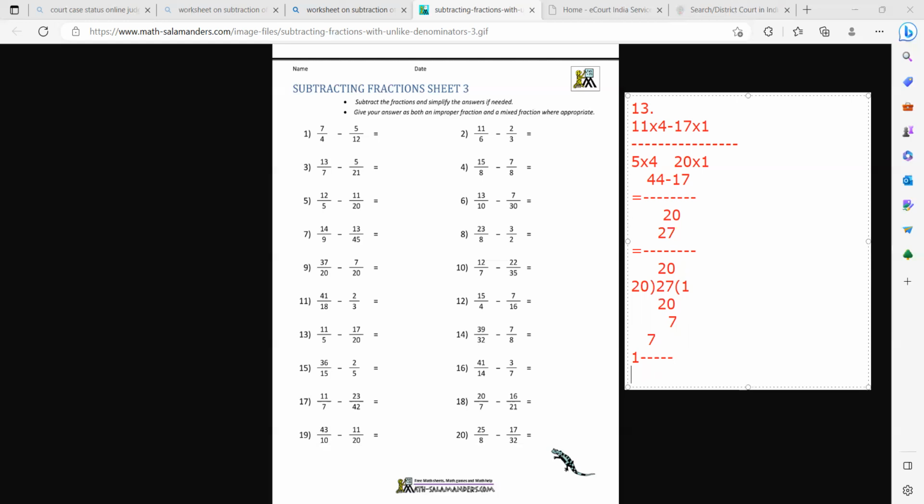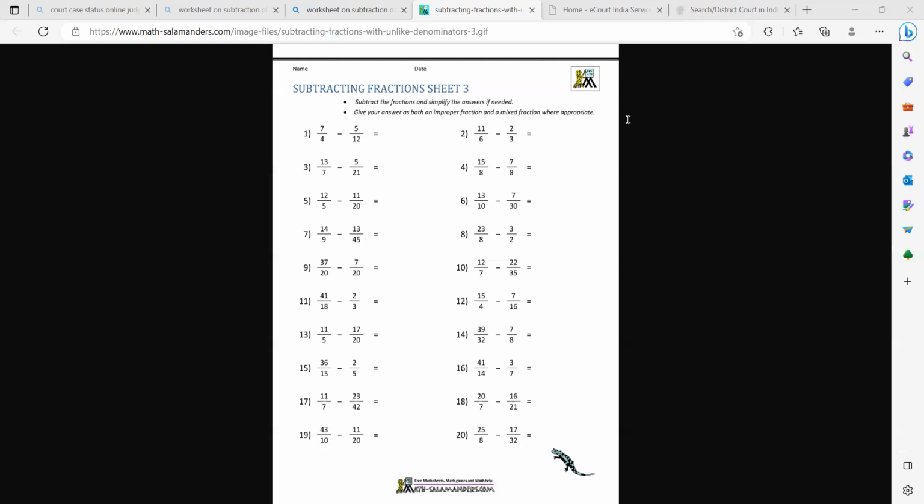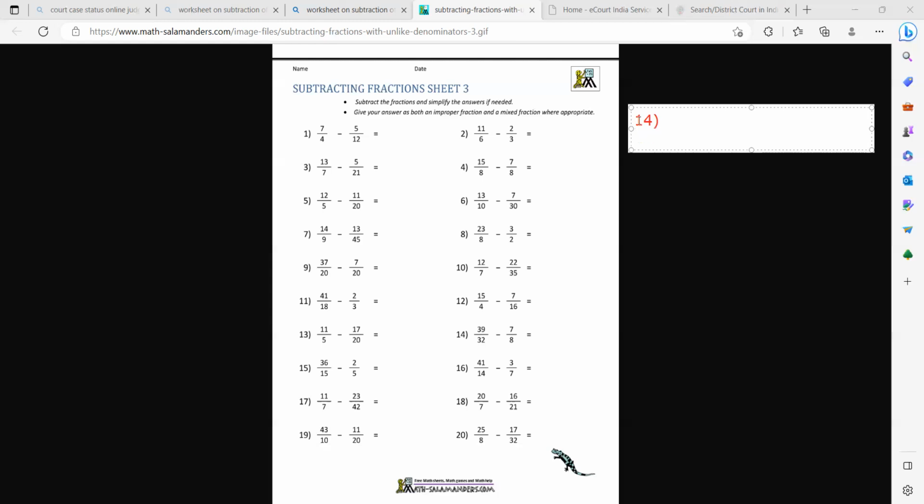Okay. Now let's go to the next one. Number 14. Number 14, what is there? Pause my video, give your own answer, then check it with mine. Number 14, we have the LCM as 32. So 32 into 1 and 39 into 1. Since both the denominator and the numerator, we have to multiply with the same number.